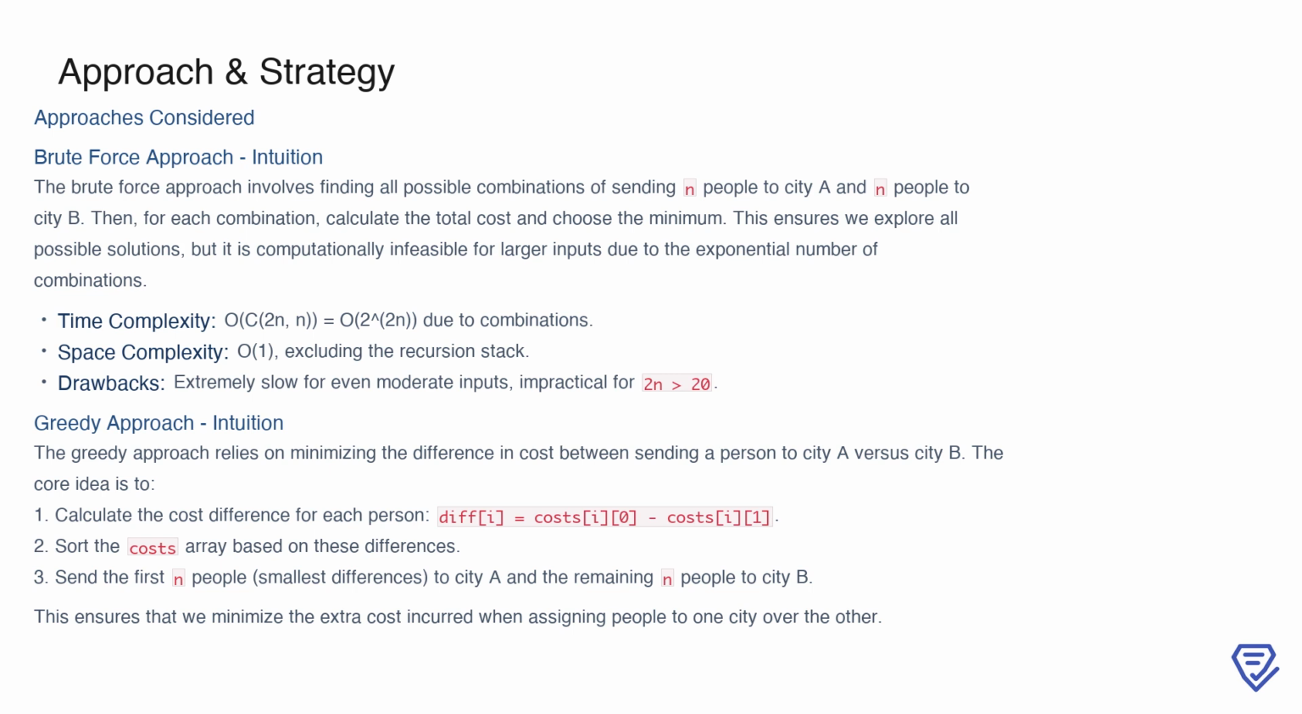Now, let's consider the greedy approach, which takes a more efficient path. Here, we calculate the cost difference for each person between the two cities and sort the individuals based on these differences.